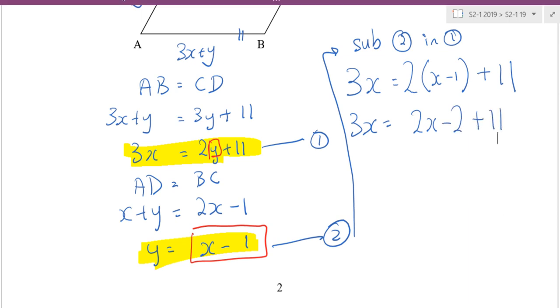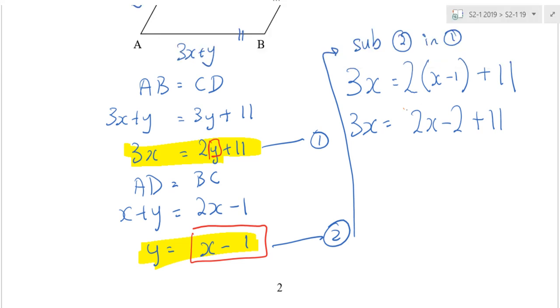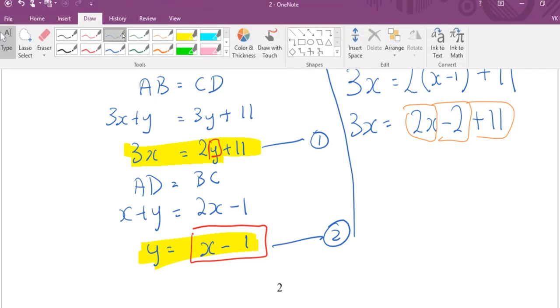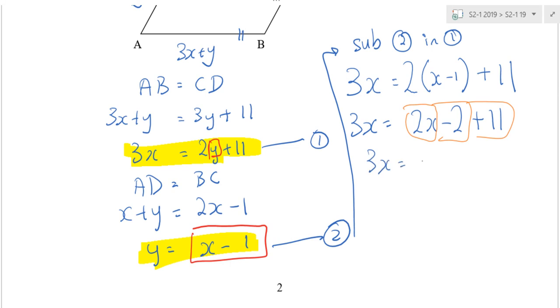I have 3 boxes here. I will press my calculator. Minus 2 plus 11, what do I get? Very good, 9. 3x equals to 2x plus 9. So now I want to group the x together. Both sides must what? Minus 2x. So what is x? Ta-da! 50% done.